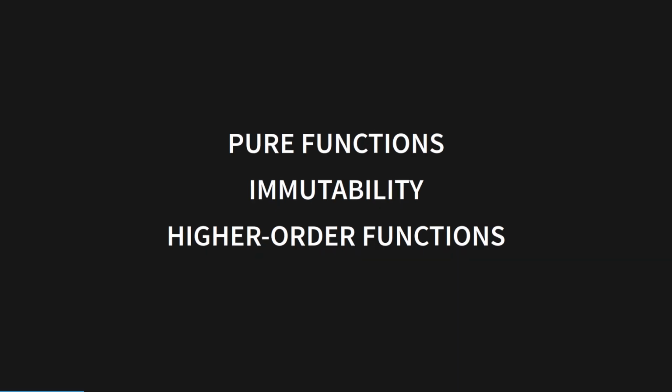A pure function always gives the same output for the same input and doesn't change anything outside itself. Changing anything outside the function is called a side effect. Immutability means you don't change data once it's created. Instead, you make new data with changes. Higher-order functions take other functions as inputs or return them as outputs. So now let's look at some examples.